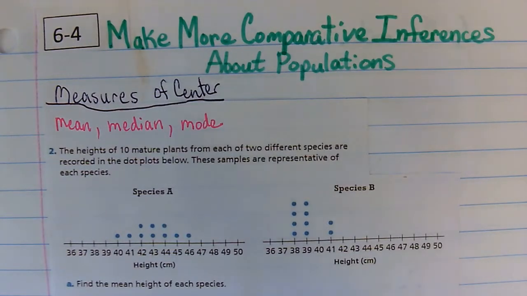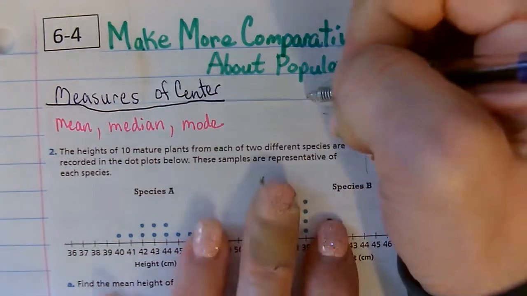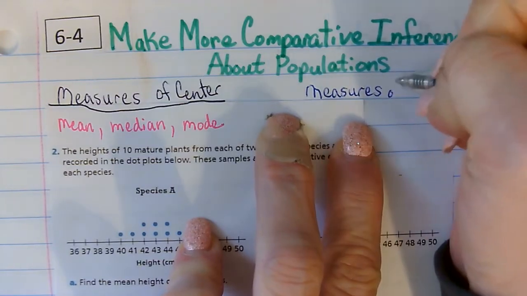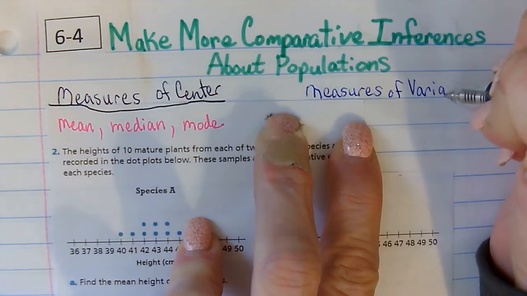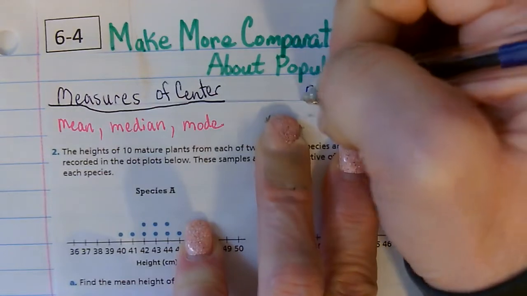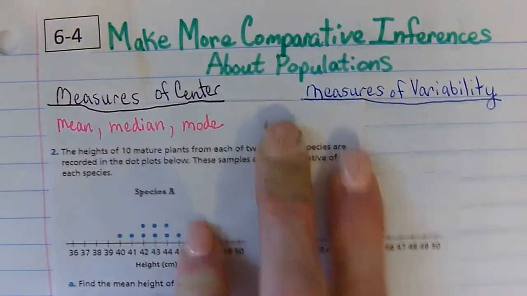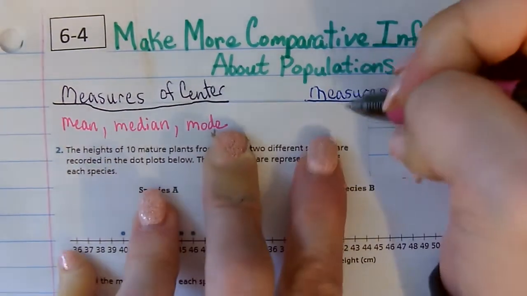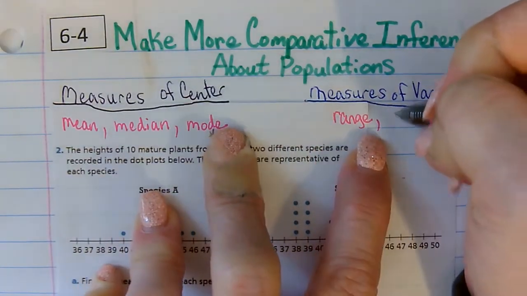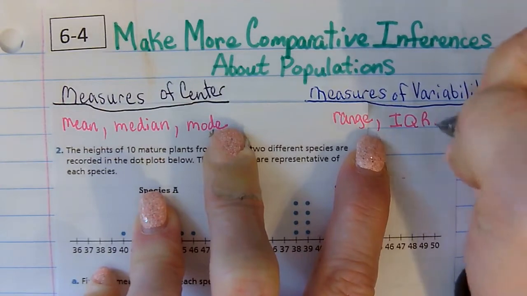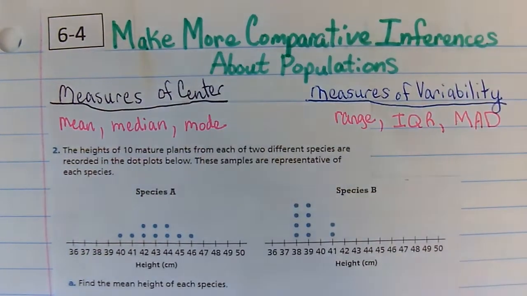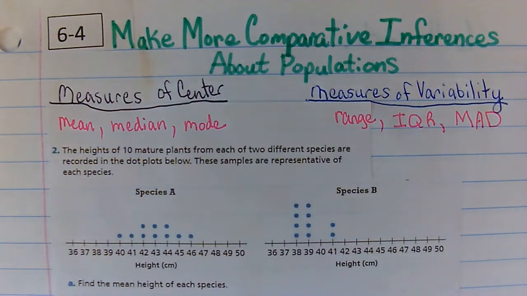And then we have measures of variability, okay, and those would include range, that would include IQR or interquartile range, and that would include MAD or mean of absolute deviation. Okay? Now let's go down to number 2.